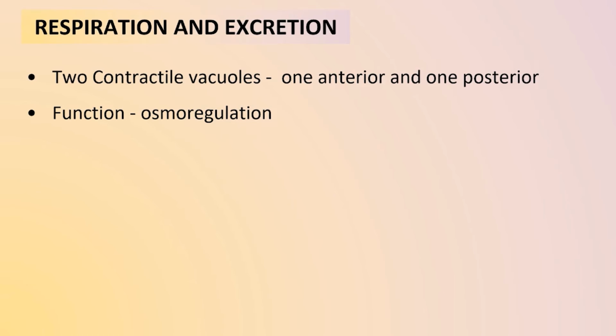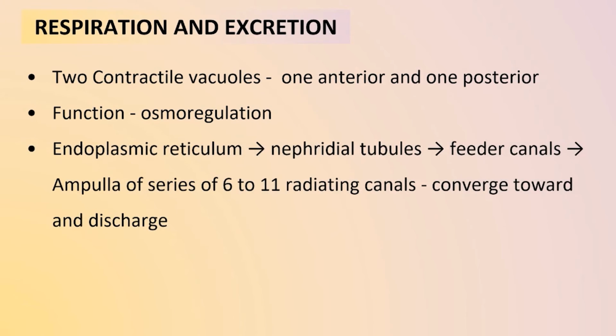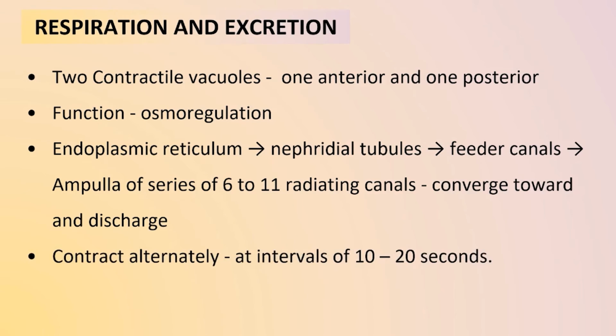That is, it regulates the water content of the body and may serve also in excretion of nitrogenous waste such as urea and ammonia. Excess water within the cytoplasm is secreted into the tubules of the endoplasmic reticulum, and then the collected water goes through the nephridial tubules to the feeder canals, and the water is collected into the ampulla of a series of 6 to 11 radiating canals that converge toward and discharge into each vacuole. The contractile vacuoles contract alternately at intervals of 10 to 20 seconds.